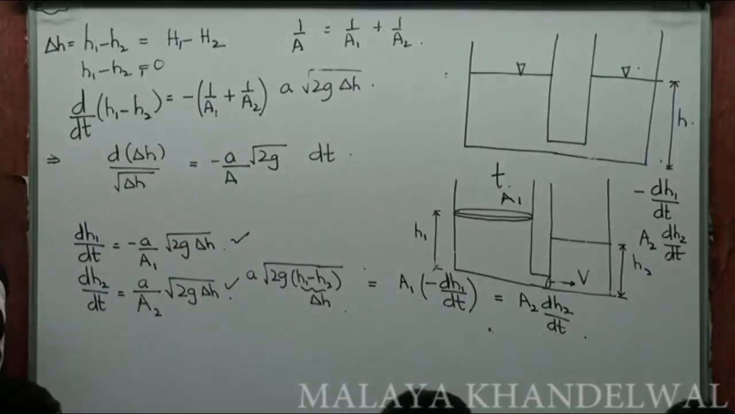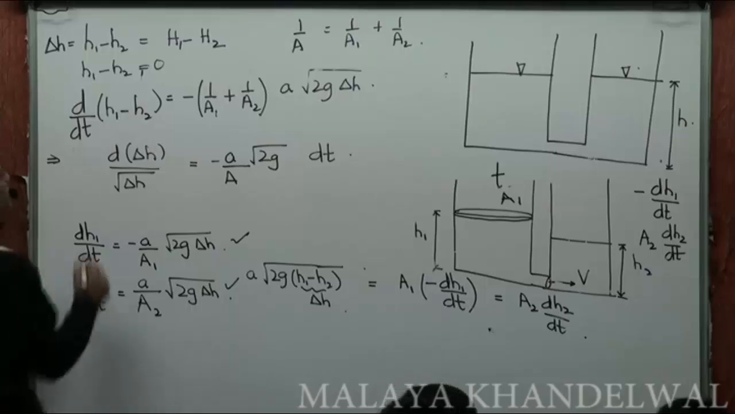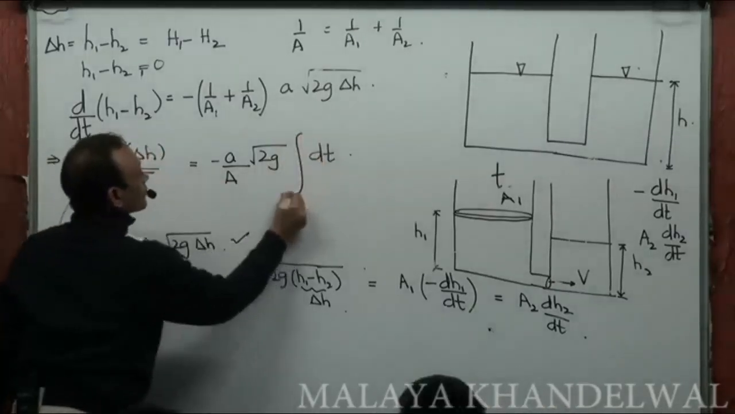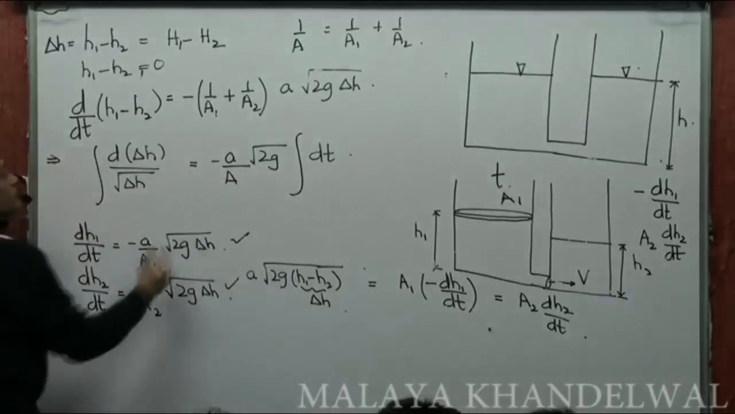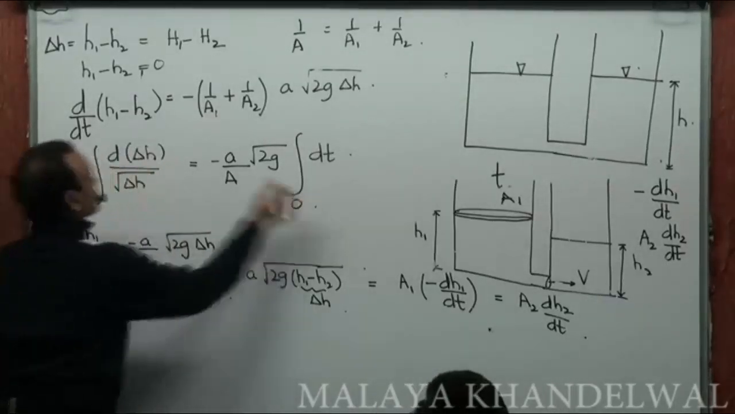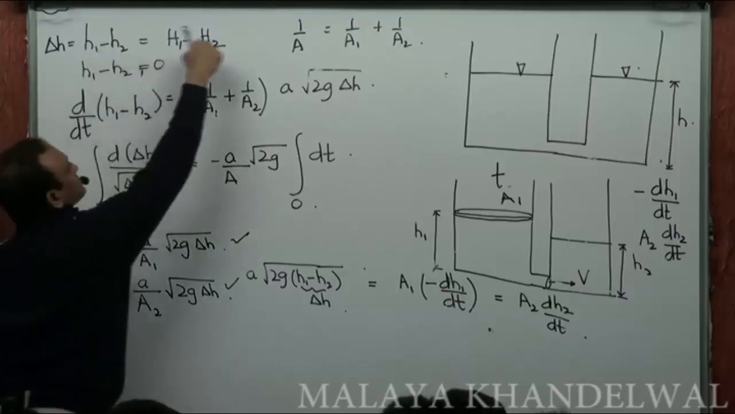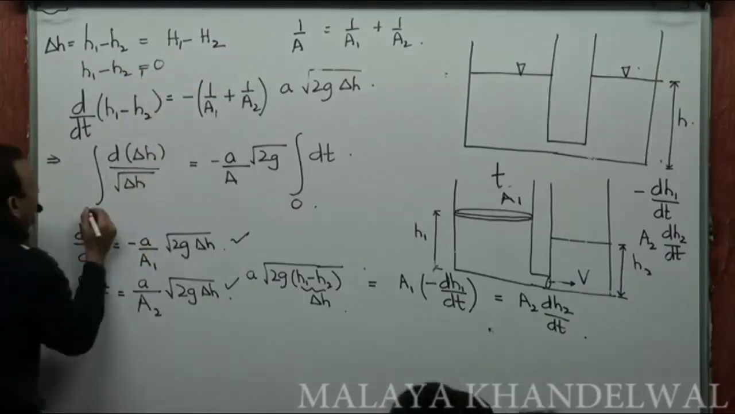This is what transpires. Let me integrate both sides. All of this is a constant, will wriggle out. At time t equal to 0, what was delta h? Delta h was capital H1 minus capital H2, the initial height difference.